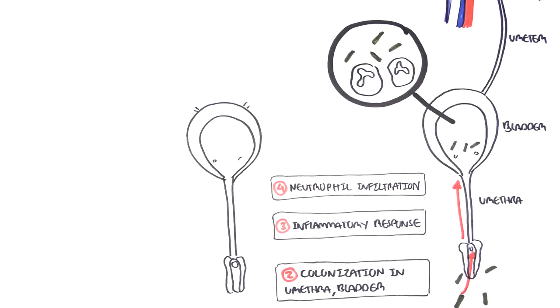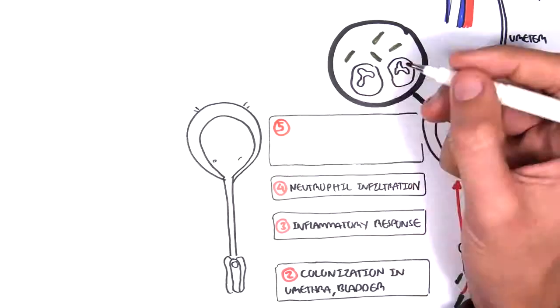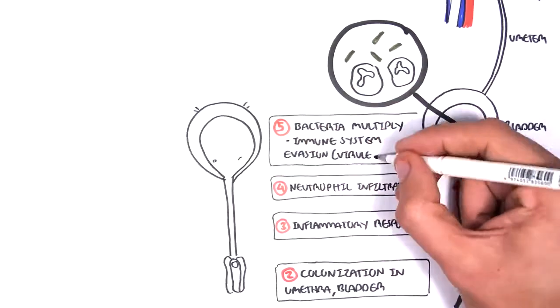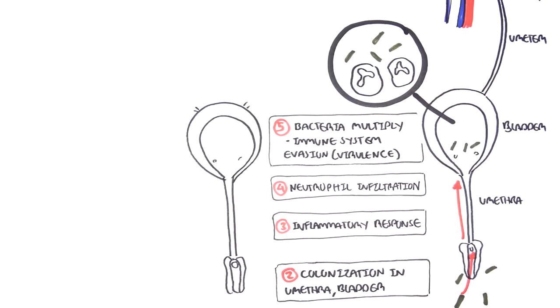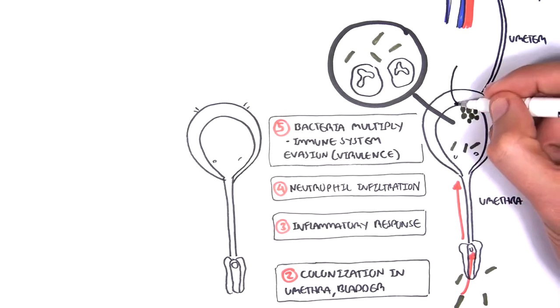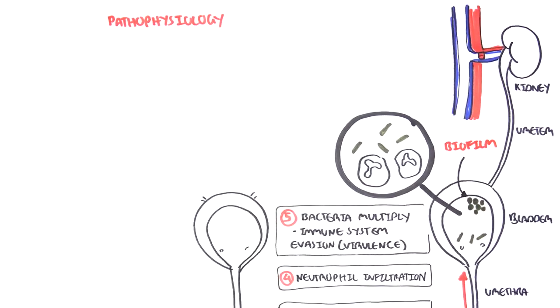The bacteria multiply and they are able to evade the immune system because of certain virulence factors. E. coli, for example, can bind to cells in the lower urinary tract and hide from immune cells. The bacteria can form biofilms. A biofilm is any group of microorganisms in which they stick to each other, and often these microorganisms adhere to surfaces and it allows them to survive.